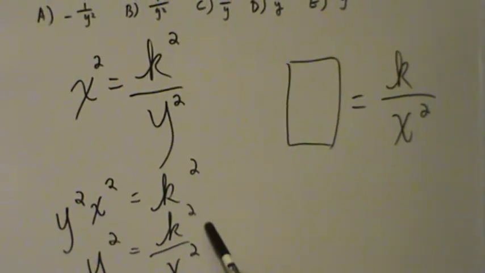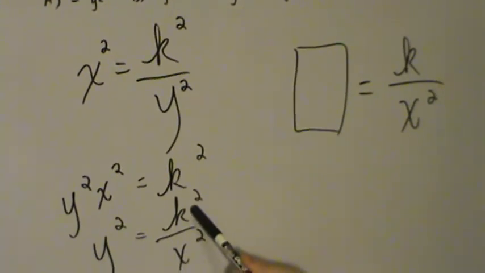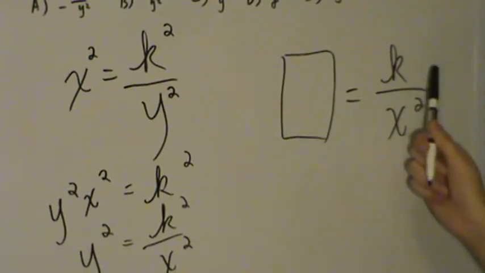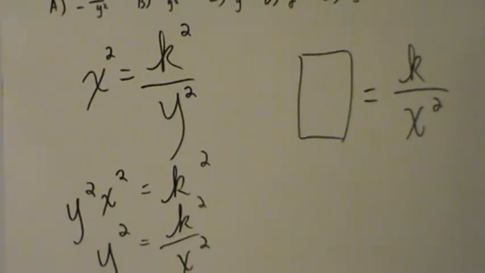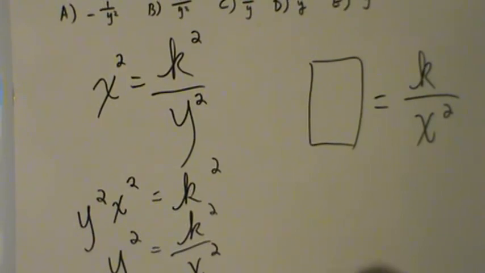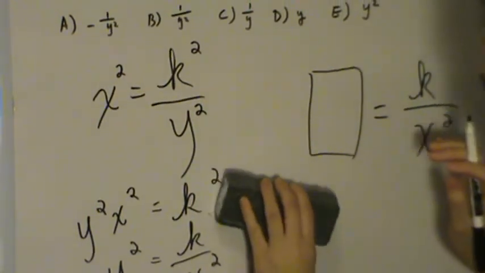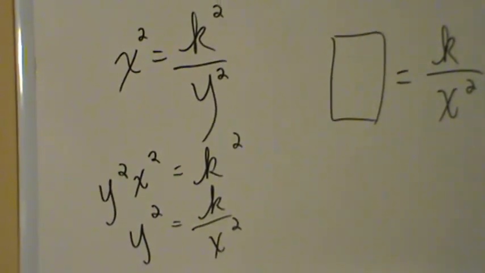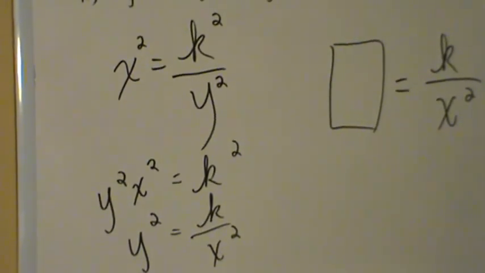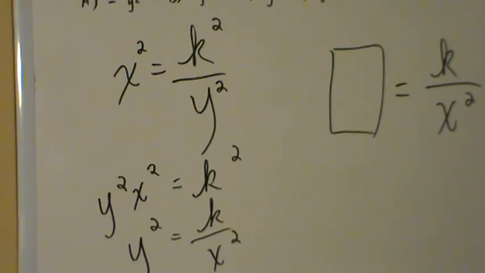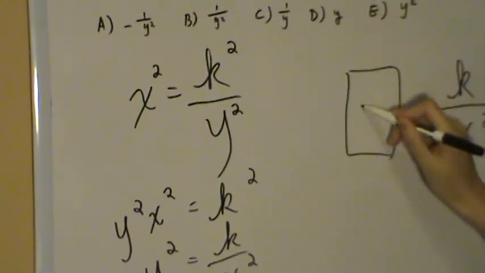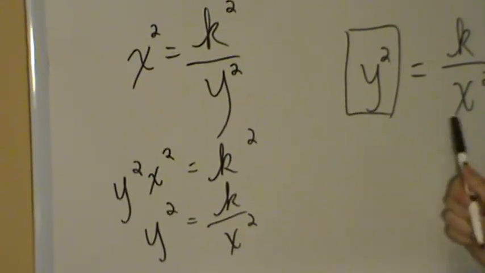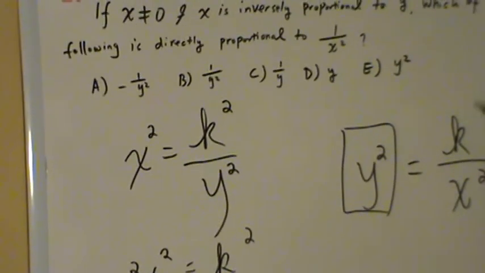Now, if we take a look at this, we're like, hey, this has k squared, while this one is just a single k. But really, k squared is just k. If you think about it, k is just a constant that we're using. So k squared and k really doesn't make a difference. So our answer is E, because we find that y squared is equal to this expression that we're looking for. So E is our answer.